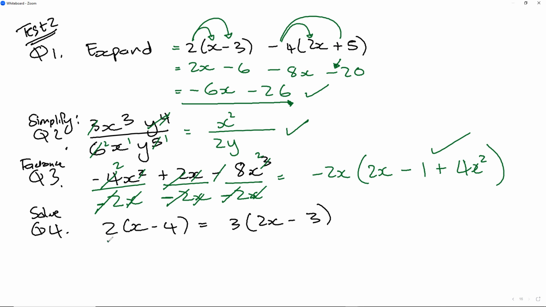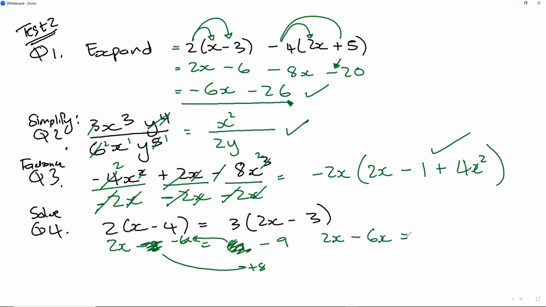The next one, 2 times x is 2x. 2 times negative 4 is negative 8. 3 times 2x would become 6x. And 3 times negative 3 would be negative 9. Subtracting 6x onto the left-hand side, so making it disappear and making it negative 6x. Then making negative 8 disappear, making it positive 8 on the other side, we end up looking like this.